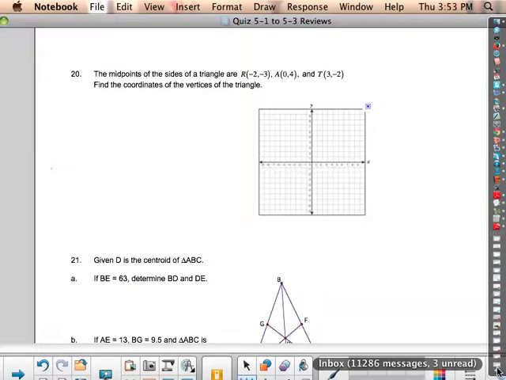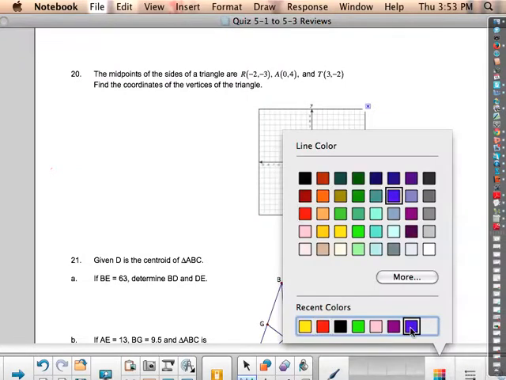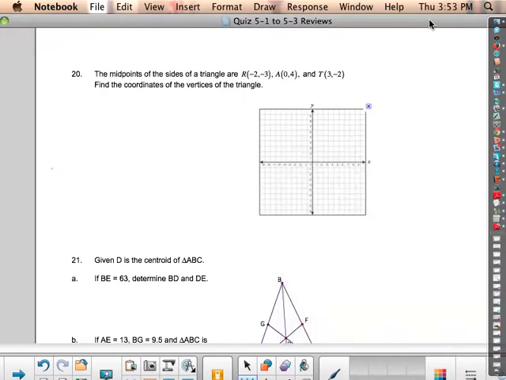Next, question 20. We did this in class, but as I said, we'll go over it again because I don't think we went over it very many times. We should probably take a look at it a couple of times. Okay, so I have the point R at -2, -3, the point A at 0, 4, and the point T at 3, -2. Sorry, that's up there. So go ahead and draw your triangle.